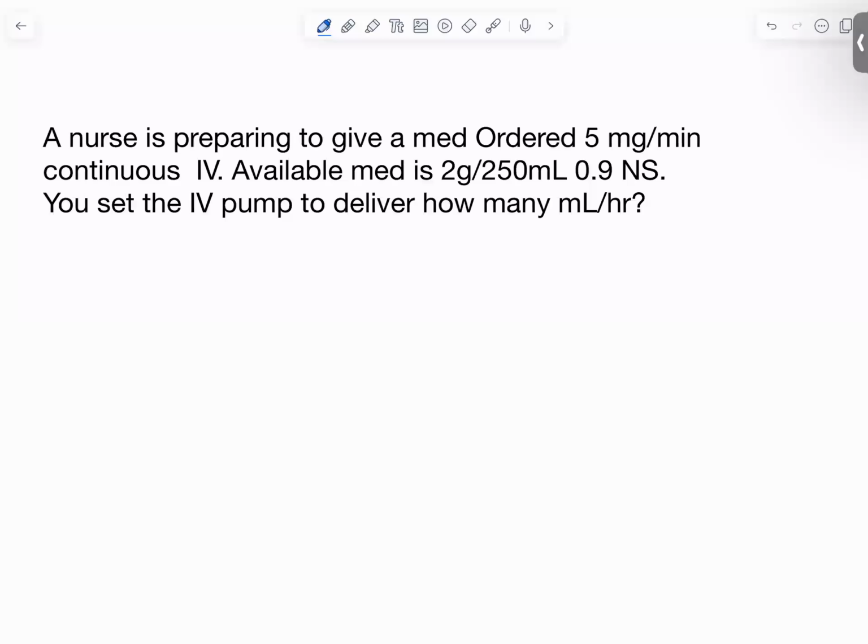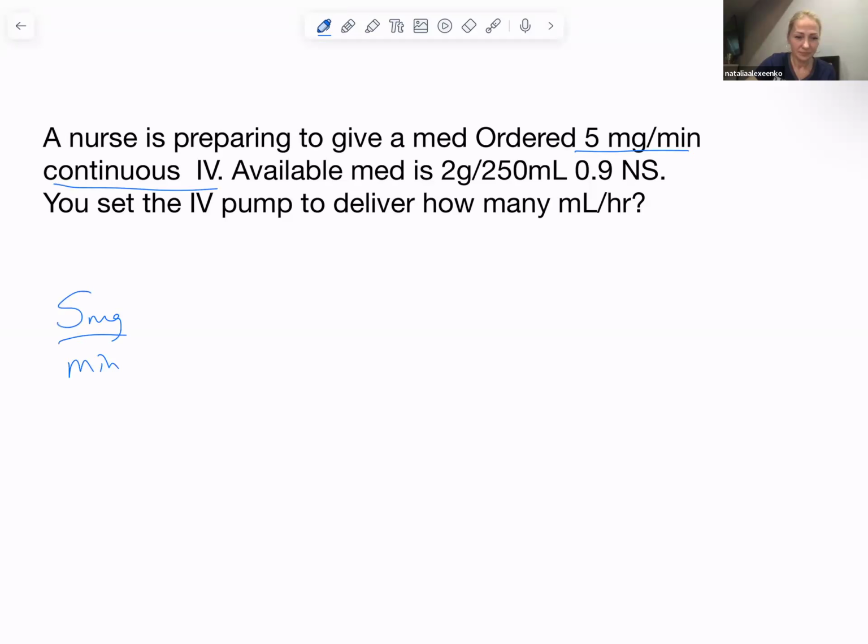All right. So look for that order. The nurse is going to prepare a medication ordered at 5 milligrams a minute. All right. So that's my given. 5 milligrams a minute. And it's going through an IV. It's available in 2 grams and 250 milliliters. Fabulous. And it's normal saline, even better. We love it. So we're using an IV pump, and they need to know how many milliliters an hour.